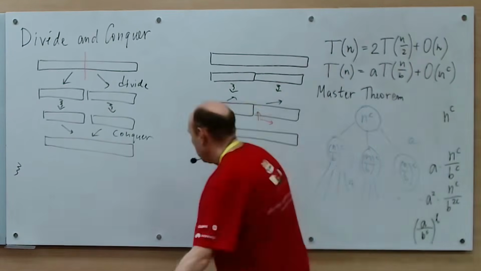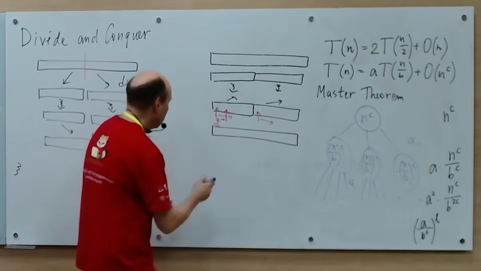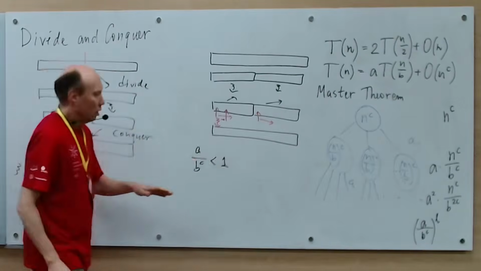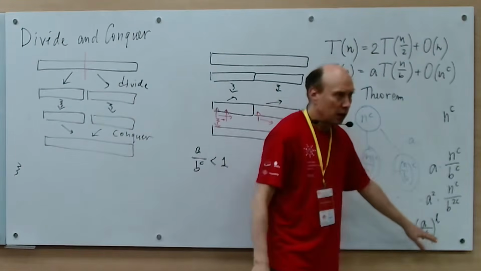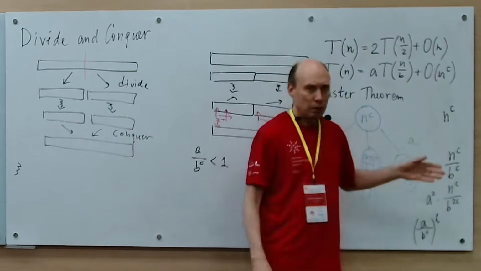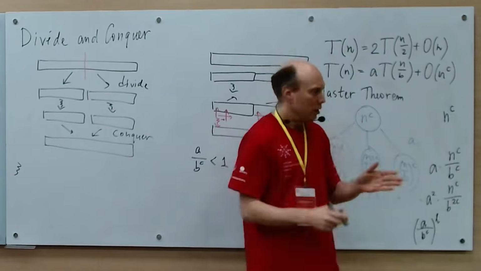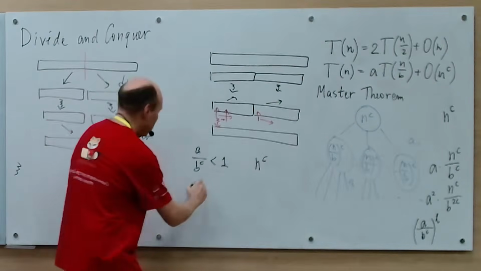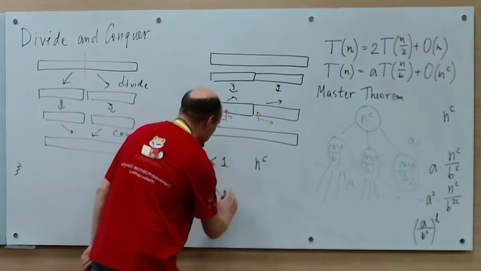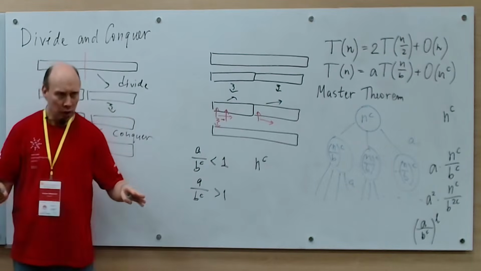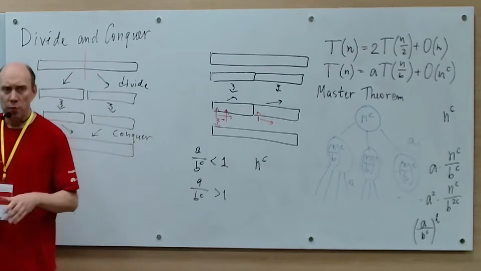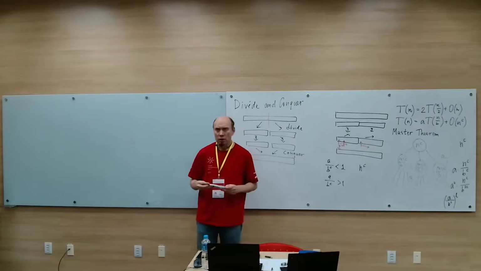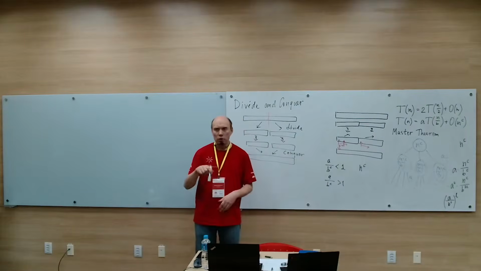So we say that if a divided by b to the power of c is less than 1, then this geometric progression sums up to something proportional to the first element, to some constant. And the complexity is n to the power of c. If a divided by b to the power of c is greater than 1, then it's exponentially growing, and the sum of the exponentially growing geometric sequence is proportional to its last element.